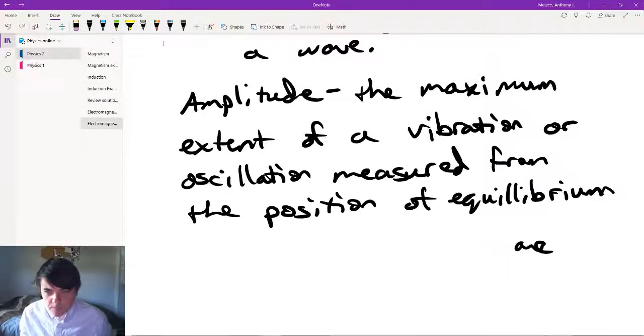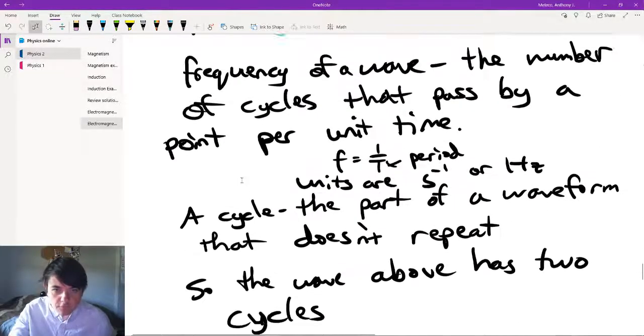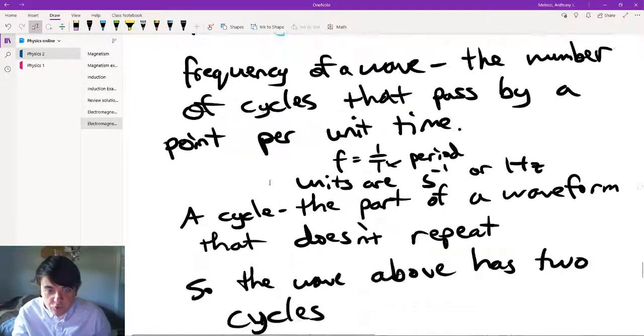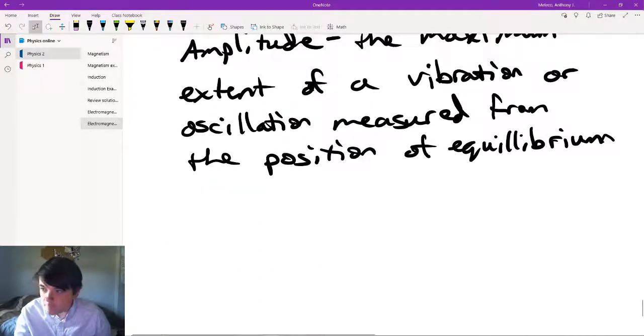So it's just the maximum extent of a vibration or oscillation measured from the position of equilibrium. So for example, it's this right here. So as the wave stretches up and down, that's it. Okay, it's the maximum that it can stretch beyond equilibrium. Okay, so the maximum a particle vibrating can move. Okay, a couple things.